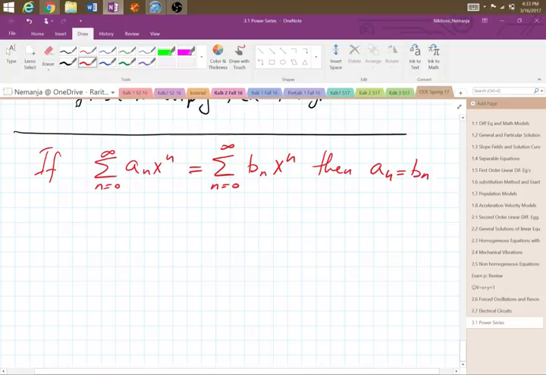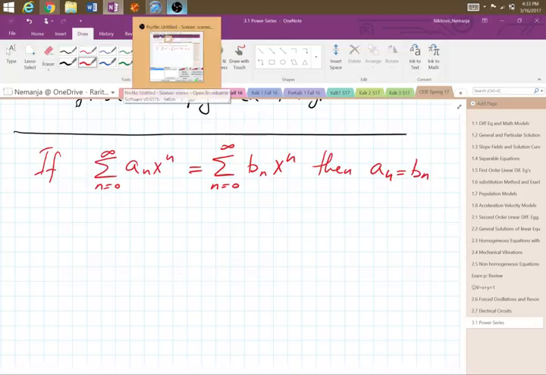And now we're going to take a few minutes to reset the brain. And then after that, 3.2, solutions near ordinary points. So we are going to solve some of these differential equations now using this method. So let's take a few minutes, and then we'll come back even stronger and more determined to do these things.